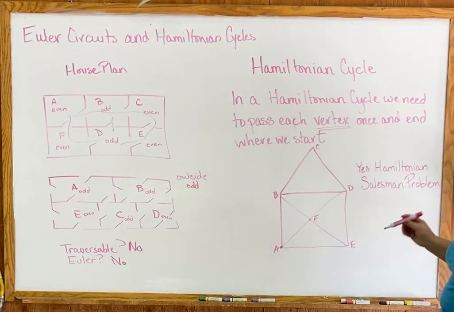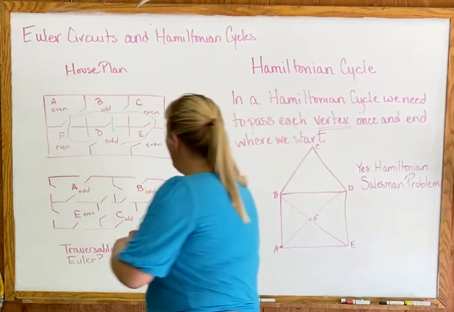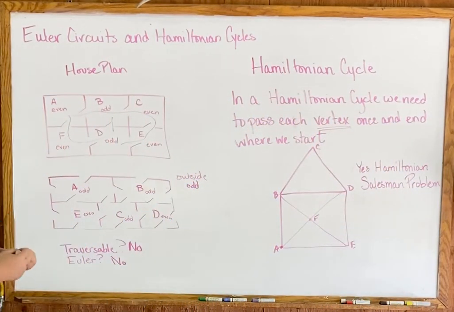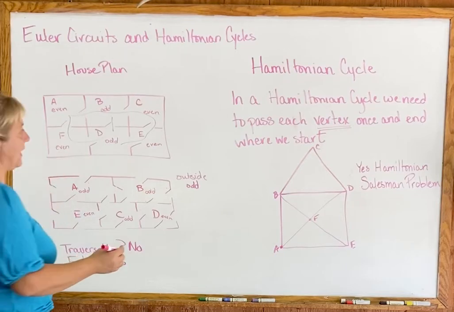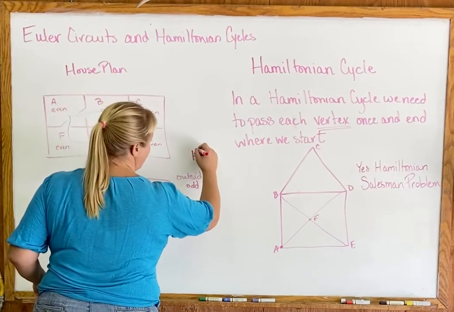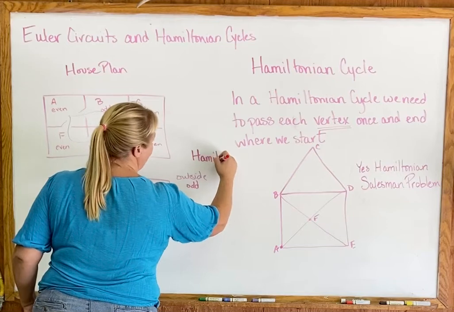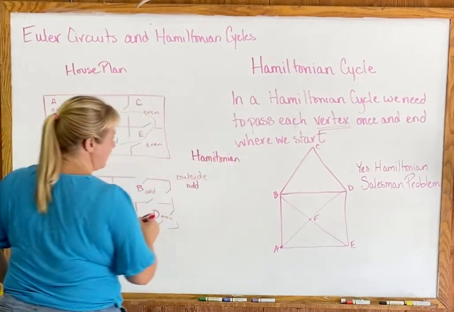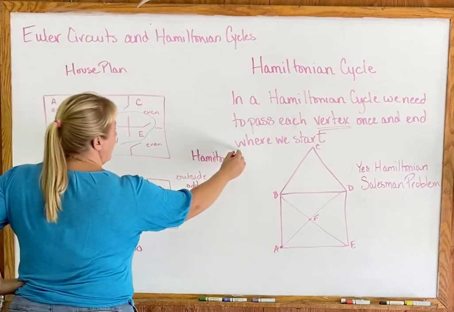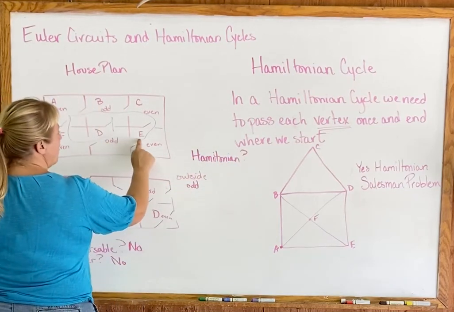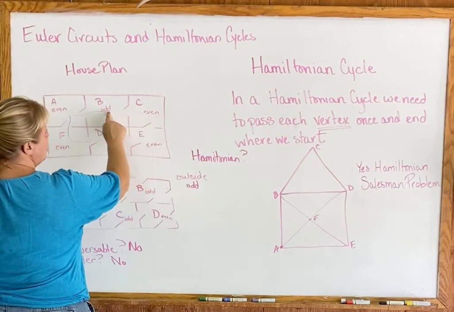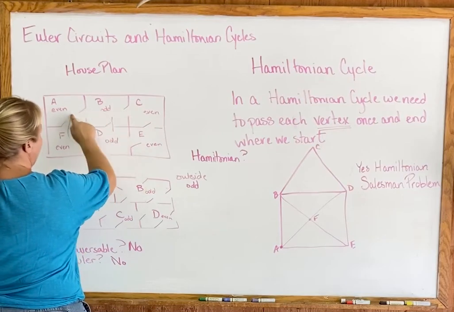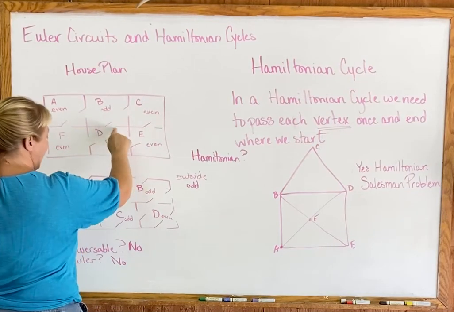Okay, now over here with our two house plan problems, I can ask you the same question about being a Hamiltonian cycle. So I can say Hamiltonian here. So if we go back to this one, this is why I gave you 2 on that handout so that you could write on it and didn't have to erase like I do.